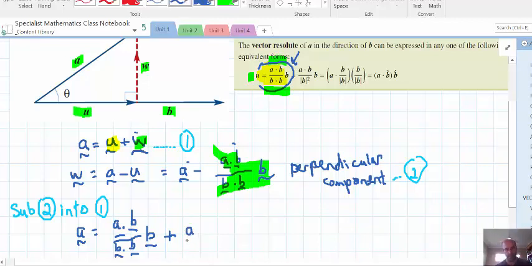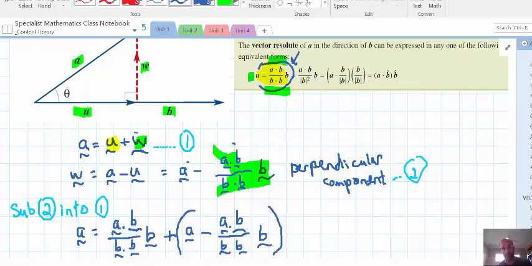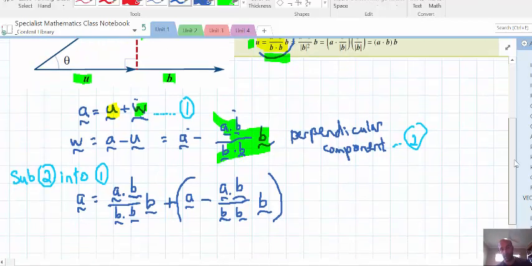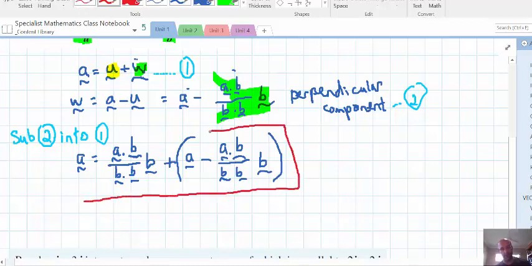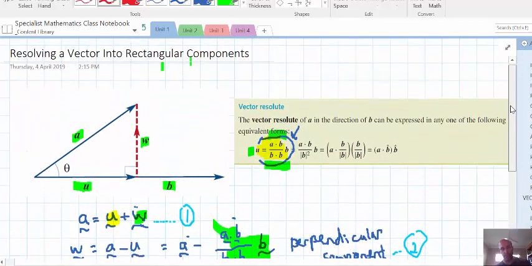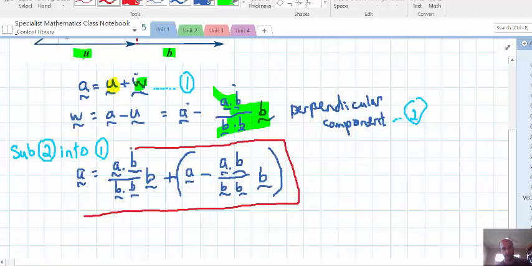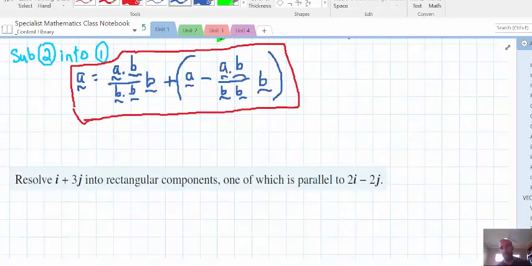Writing all that in, grouping those, tidying it up, and we have the expression that we need now. So that's what we use when we resolve our vectors into rectangular components. So that's essentially what we use. Make note of that.